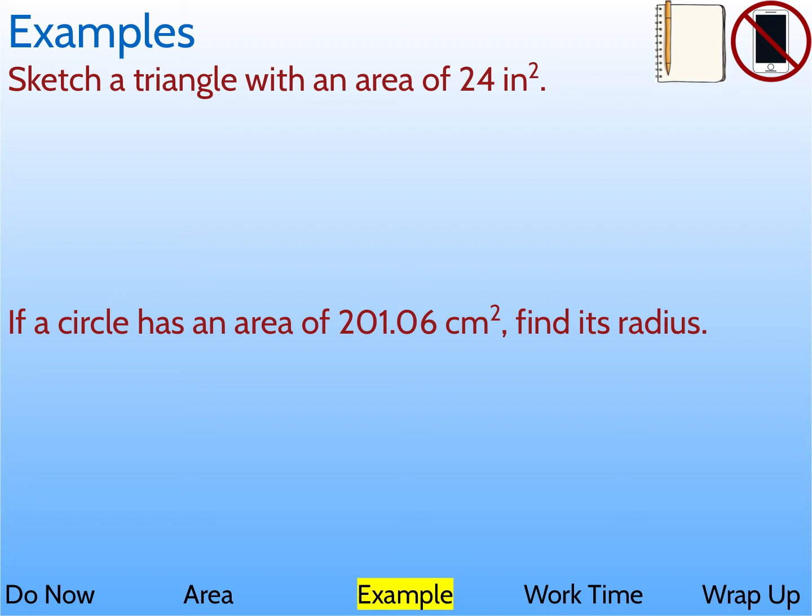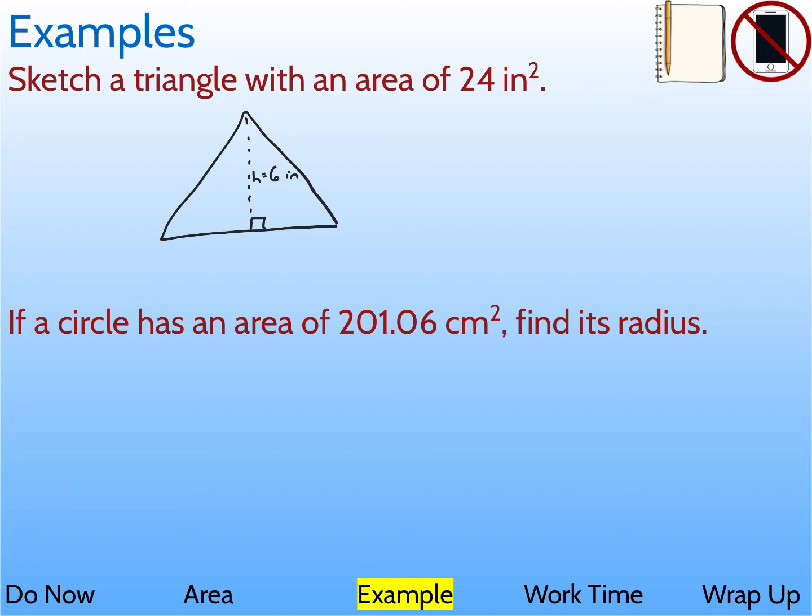This first example says sketch a triangle with an area of 24 square inches. There are tons of ways to do this. I'm just going to do one of them, and I'll start with a triangle. It can look like anything, don't worry about it. And then I'm going to put a height right here. So it's a right angle, so we know it's a height. And I'm going to pick a height of, let's say, 6 inches.